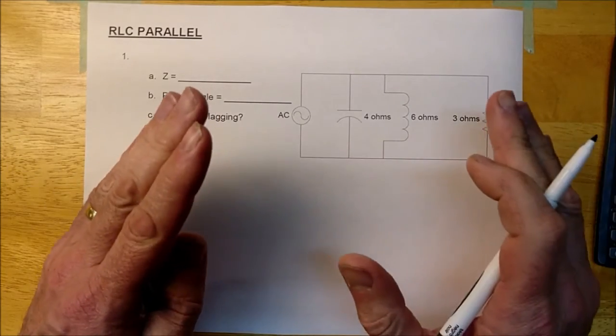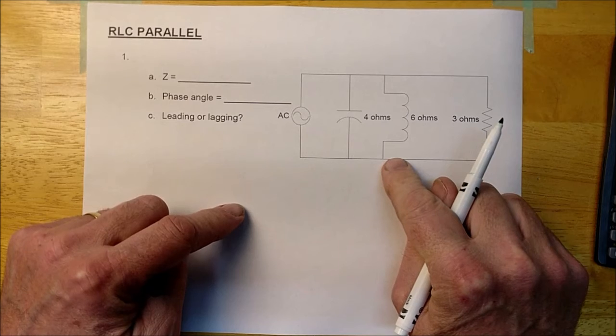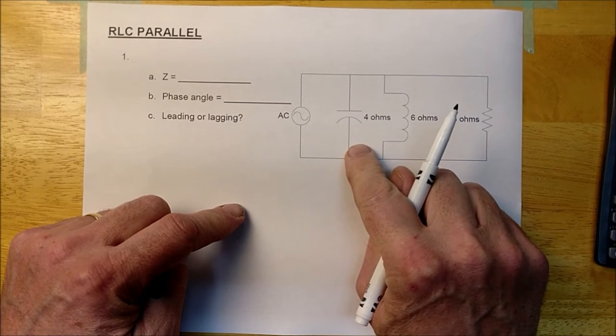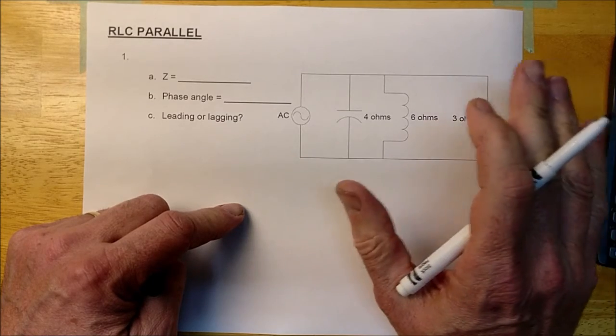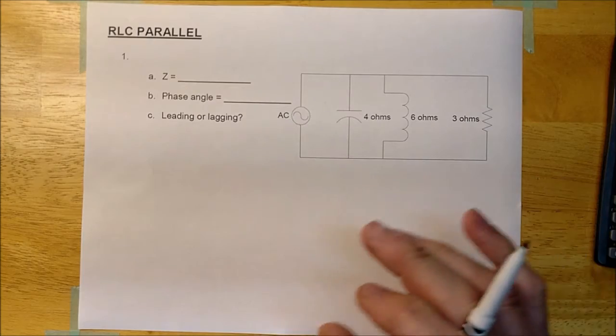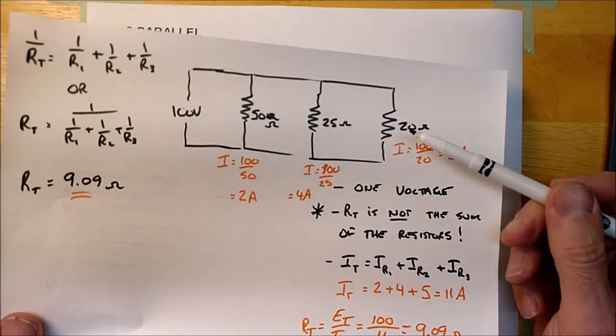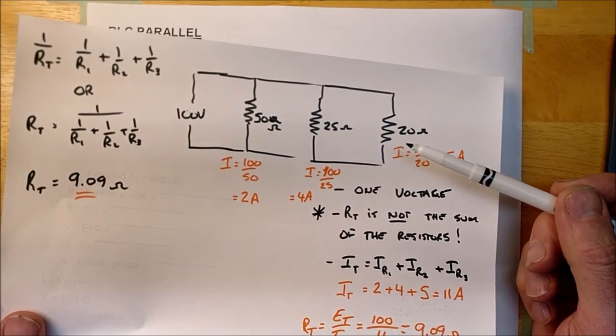You will never, ever use an impedance phasor diagram to solve a parallel circuit. And if you do, it's going to be wrong. Wrong, wrong, wrong. Just as wrong as saying that this is 95 ohms. All right, guys? So don't do it that way.